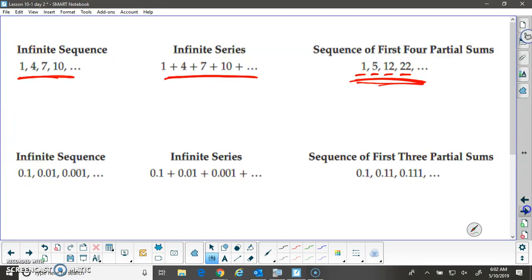And so if we go down to the second example down below, you can see that this represents an infinite sequence. You can see that the pattern is that you're multiplying by 1/10 each time to get the next value. This would represent an infinite series, same set of numbers separated by an operation. And if you looked at the sequence of the first 3 partial sums, this represents the sum of the first term, this represents the sum of the first 2 terms, and this represents the sum of the first 3 terms. So that's some terminology that we'll use when talking about partial sums.